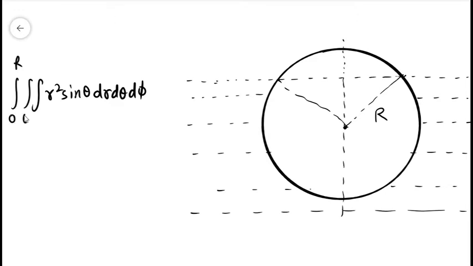To find the limit of theta, we can see here that this distance is R by 2 and this distance is R, so this will be equal to root 3 times R by 2. So if this is R by 2, this angle will be 60 degrees. So the theta limit will be from 60 degrees to 180 degrees, and the limit of phi will be from 0 to 2 pi.